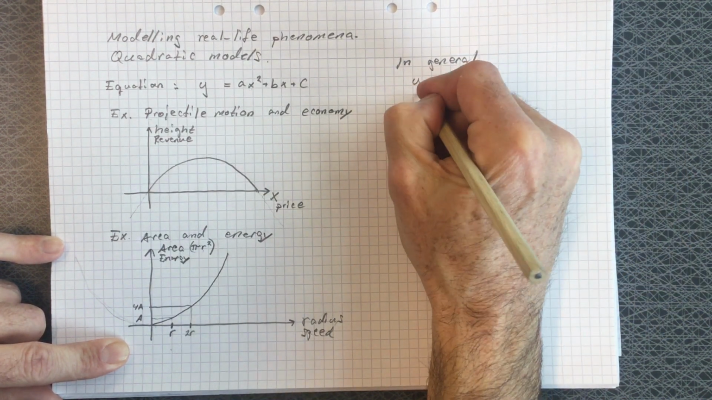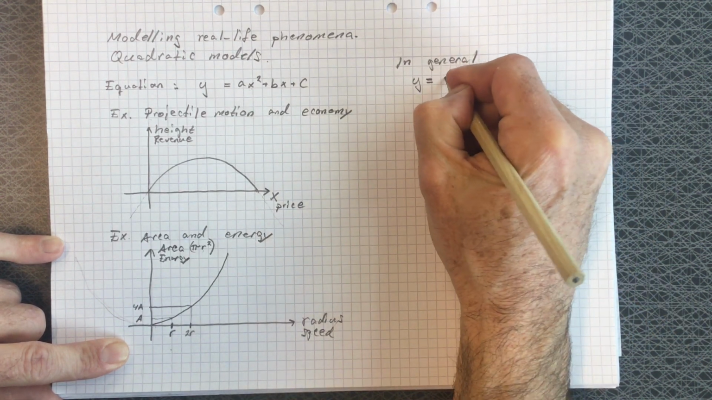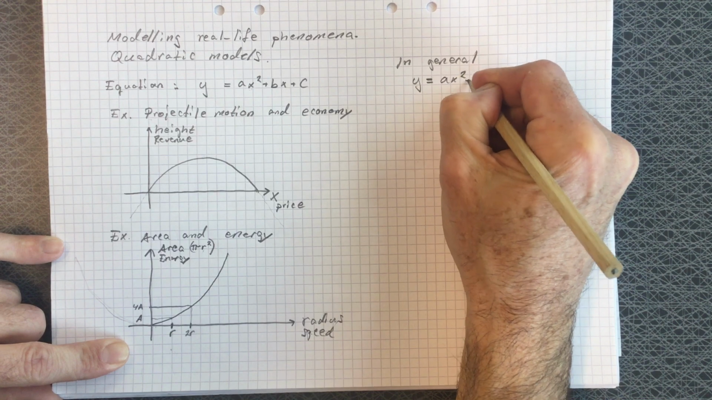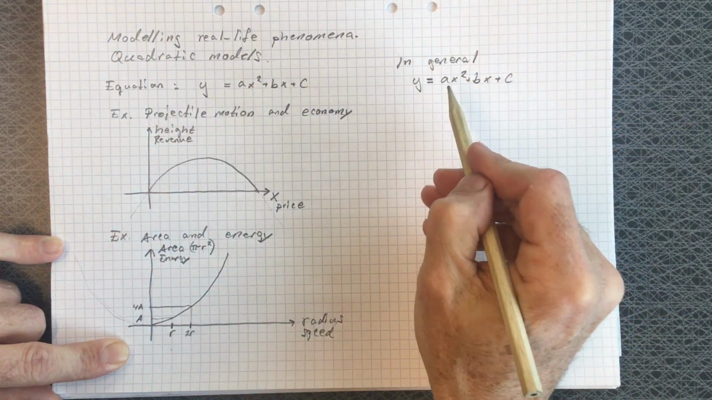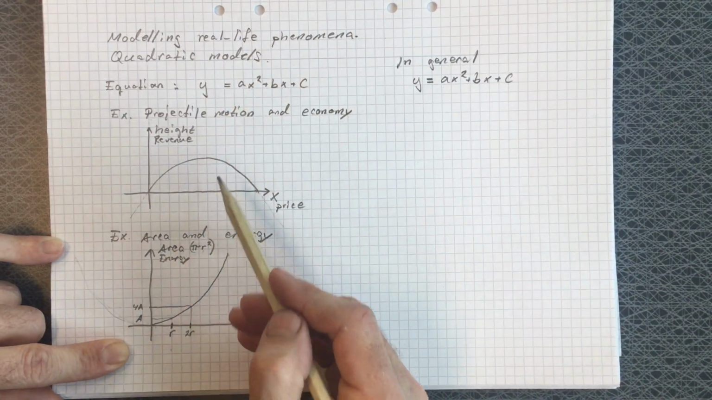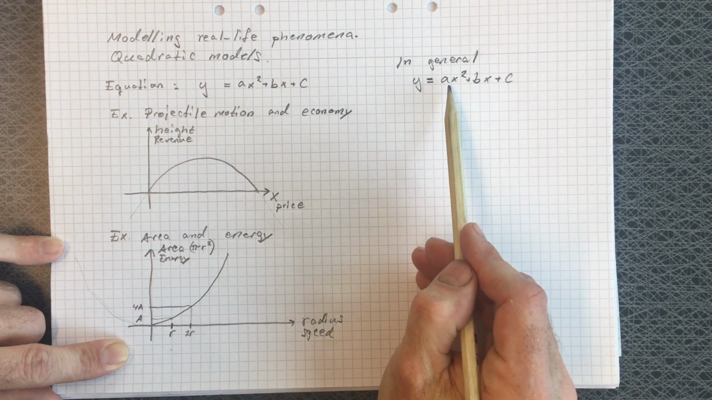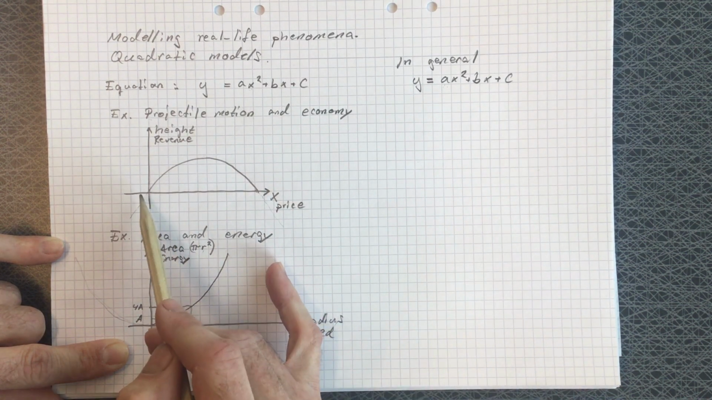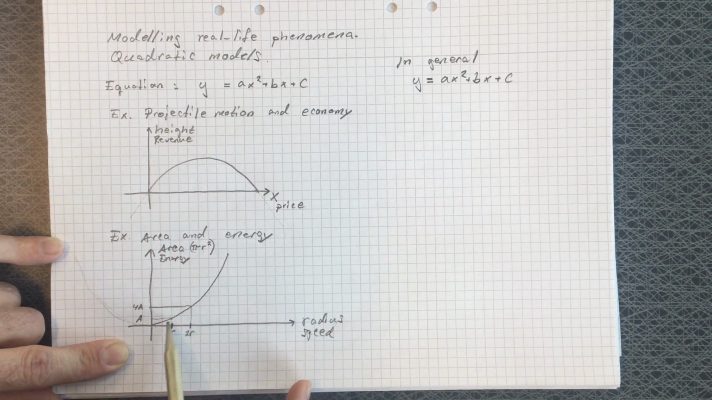So we already know that the equation for the quadratic model is ax squared plus bx plus c. So we have 3 constants that describe this function. And depending on what values for a and b and c, it could have a maximum point like this or a minimum point like this one has.